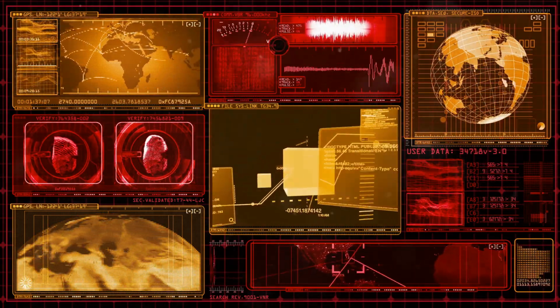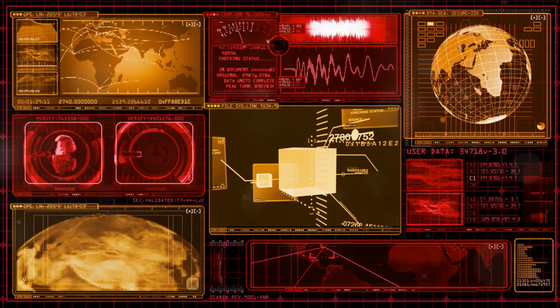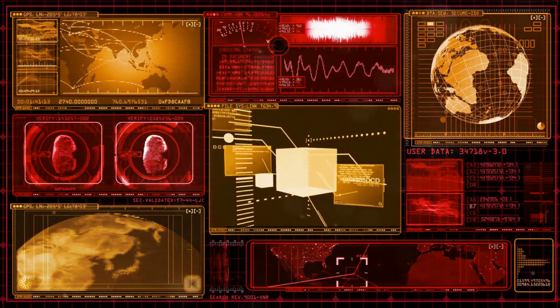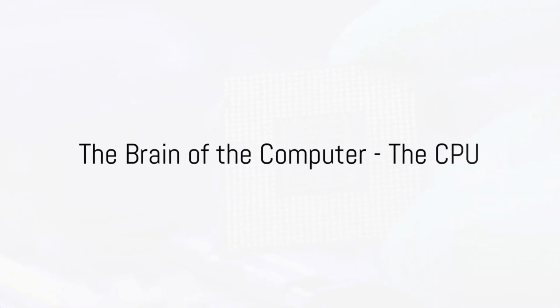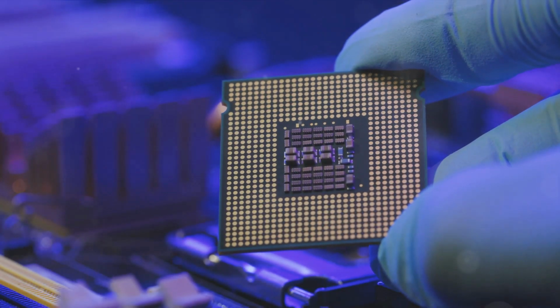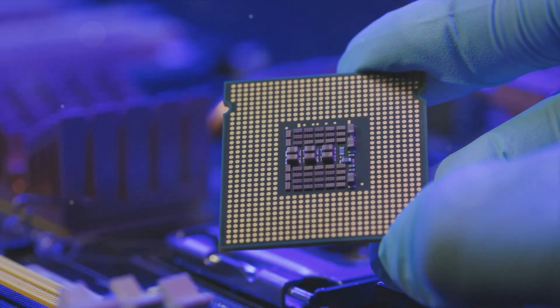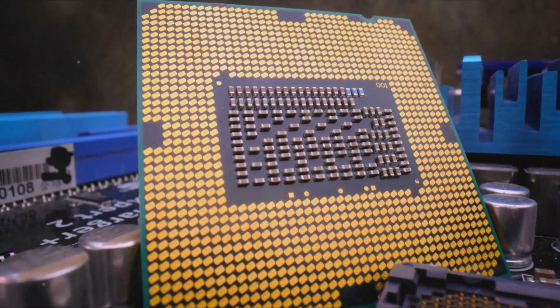So every keystroke sets off a chain reaction inside your computer, a whirlwind of electronic conversation in a language of ones and zeros. Now that we know the basic concept, let's delve deeper into the brain of the computer, the CPU. The Central Processing Unit, or CPU, is indeed the brain of the computer.